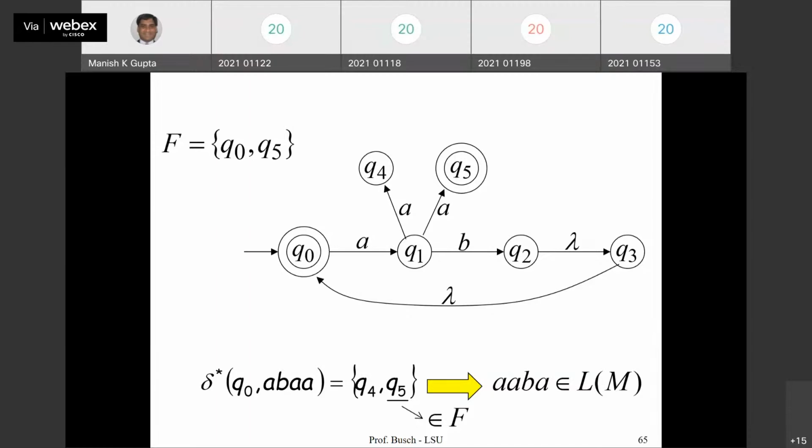And Q0 is an accepting state, so AB belongs to the language, right? One of them has to be an accepting state. Delta star Q0 ABAA. A, B, then there is a lambda transition, you come here, A and A. You can go into Q4 and you can go into Q5 both, right? So it is Q4, Q5, right? So it belongs to the language. Oh, I think something is wrong. Yeah, whatever it is, you can correct it.